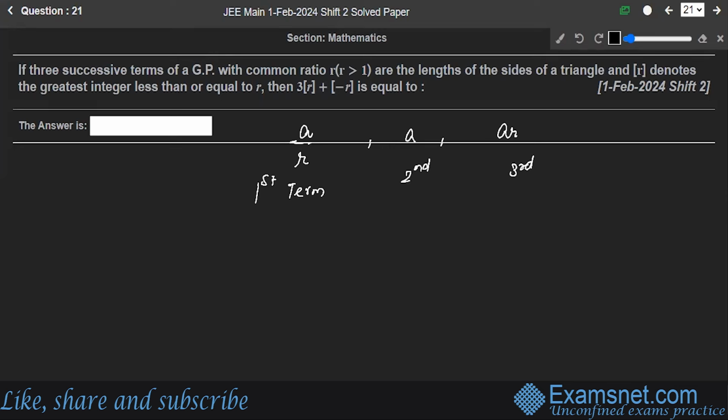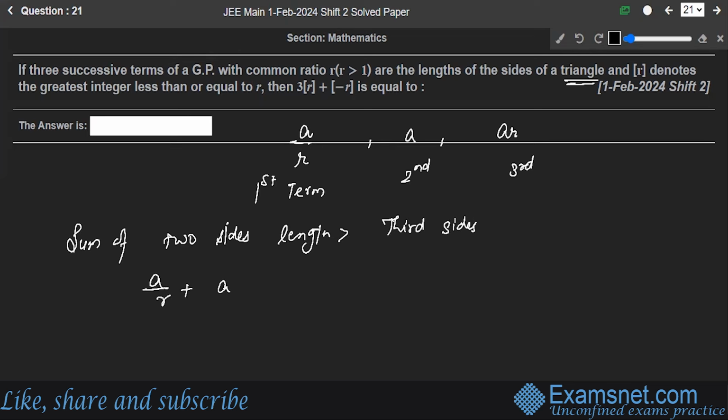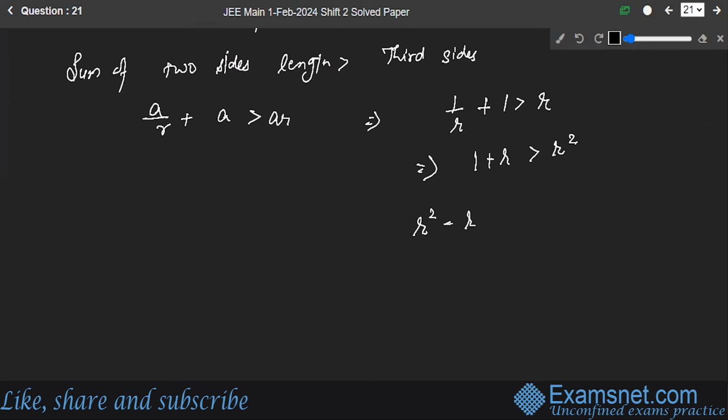You are given that the three successive terms are the lengths of the sides of a triangle. So you know the sum of two sides' lengths is always greater than the third side. Correct? So you have a upon r plus a is greater than a into r. Cancelling a on all the sides, you will have 1 upon r plus 1 is greater than r, or 1 plus r is greater than r square. And this will be r square minus r minus 1 is less than 0.